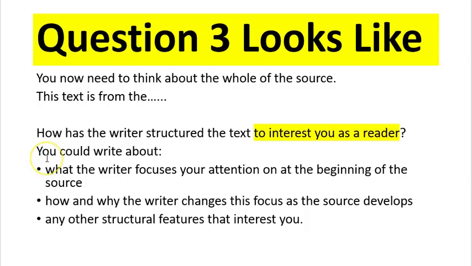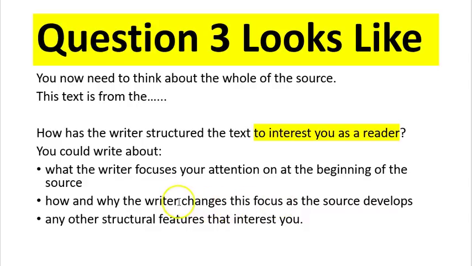Then you get these bullet points. You could write about what the writer focuses your attention on at the beginning of the source. So that's a really strong steer. Always write about the beginning. Ignore the word could. It means must. Okay? How and why the writer changes this focus as the source develops.